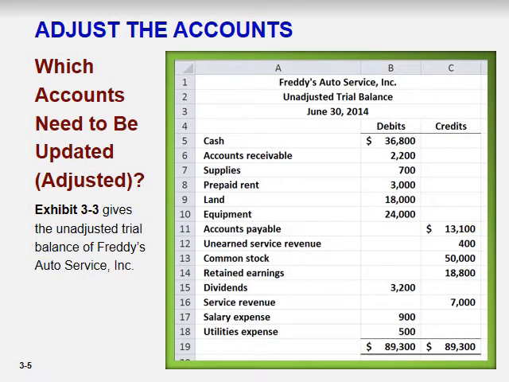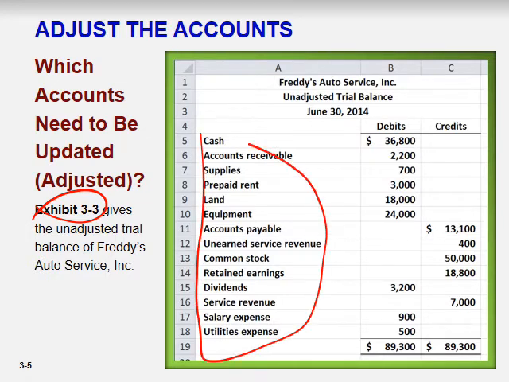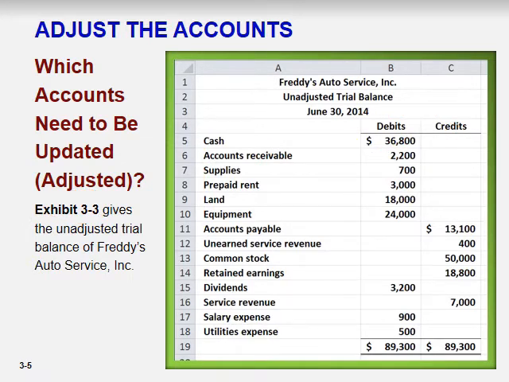So we have exhibit 3.3, which gives the unadjusted trial balance. And what is a trial balance? Trial balance shows all the accounts and their debit or credit balance, right? Let me just remove this. So at the end of the period, the business reports the financial statements. So this process begins with the trial balance.